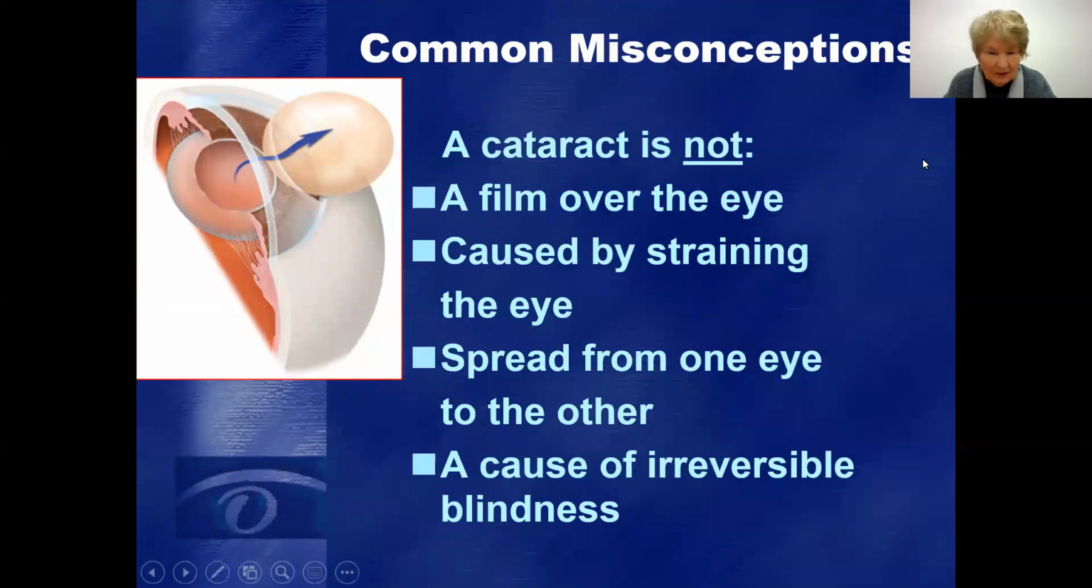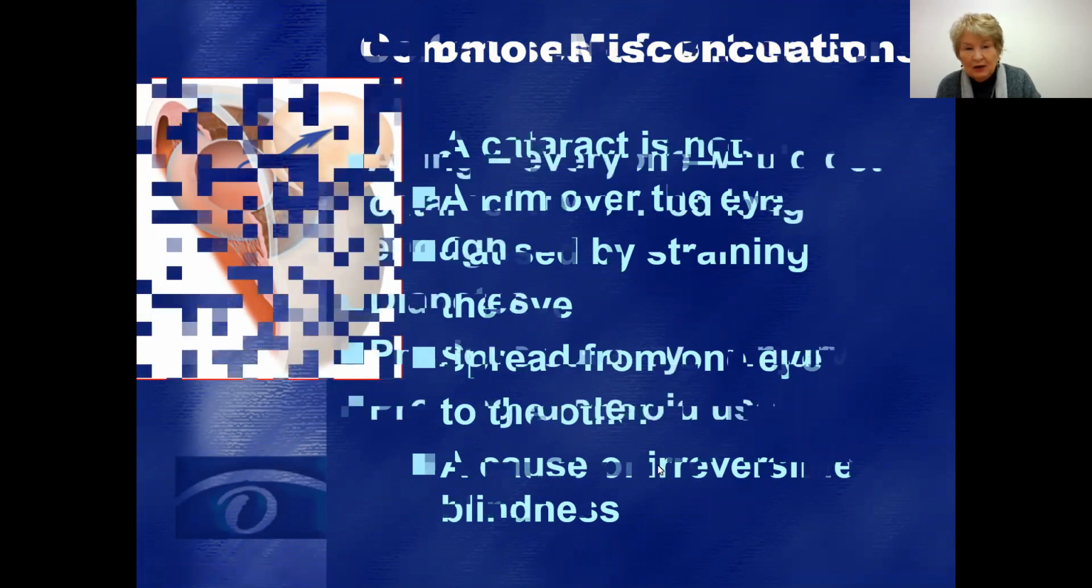So what is cataract not? It's not a film over the eye. You're not causing it by straining the eye. It can't spread from one eye to the other. Although most people, when they have the cataract surgery in one eye, see that their vision is so much improved and so much clearer that they want to go ahead and have the surgery on the second eye. And it is not a cause of irreversible blindness.